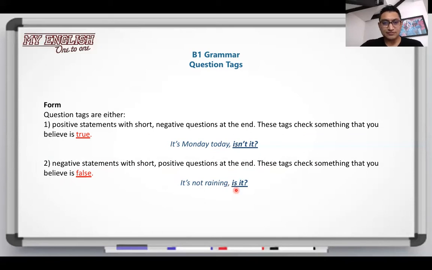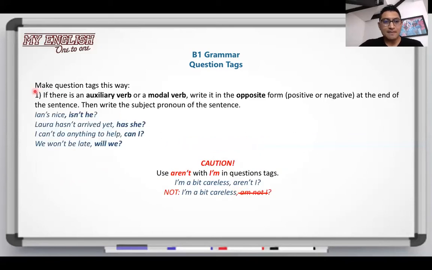Right, let's continue. Make question tags this way. Number one, if there is an auxiliary verb or a modal verb, write it in the opposite form, positive or negative, at the end of the sentence. Then write the subject pronoun of the sentence.